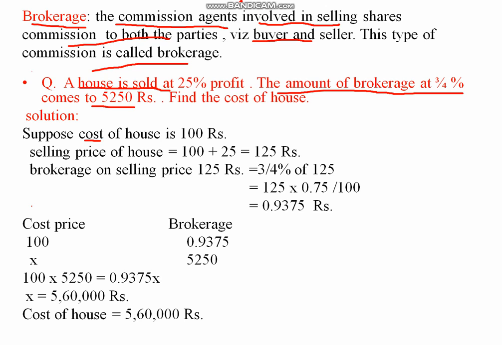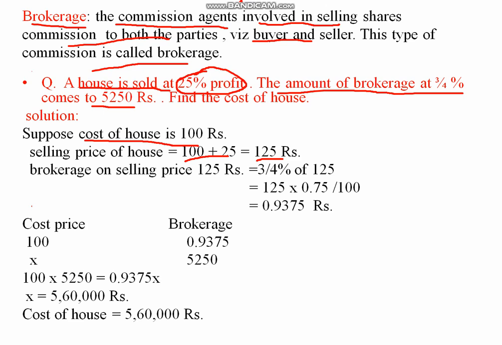Suppose the cost of the house is 100 rupees. We solve this example by using the direct proportion method. Therefore the selling price of the house is 100 plus 25% of 100. Why 25% of 100? Because we are given 25% profit after selling the house. So the selling price is 100 plus 25% of 100, which is 25. So the selling price of the house is 125 rupees.